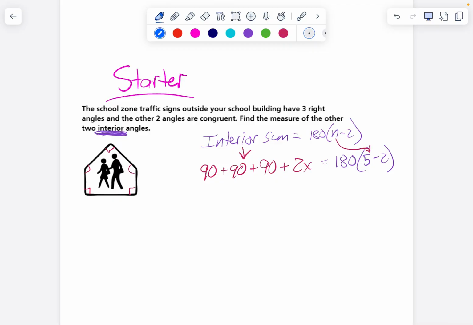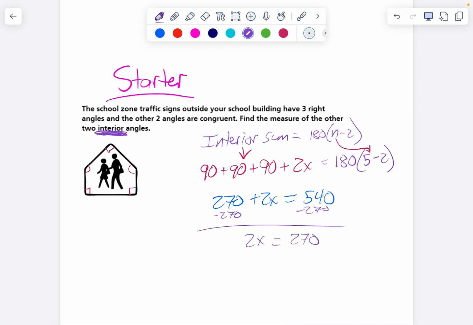And then we just solve this equation. So we get 270 plus 2x, and over here we get 540, and then subtract. From here, it's just basic algebra, and we can kind of let go of the geometry for a moment. And we'll get each of those is 135 degrees.